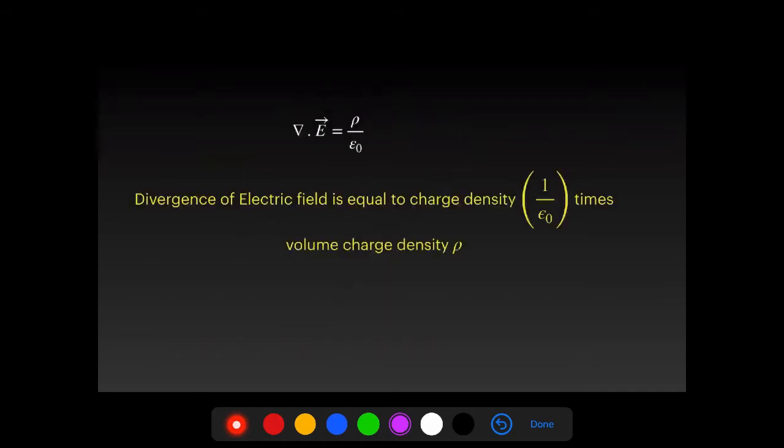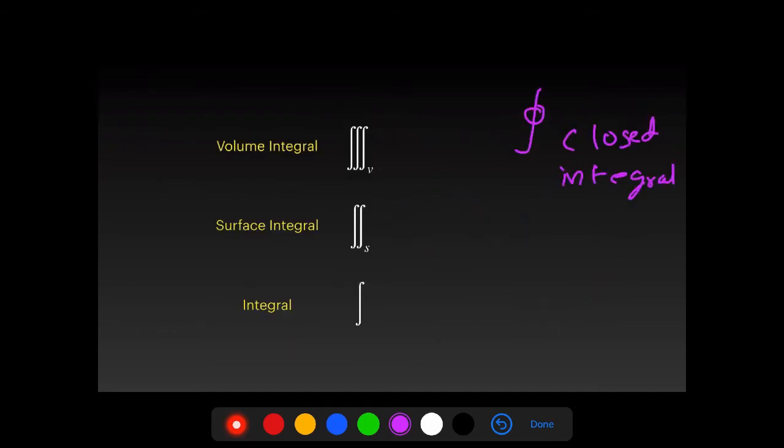Now del dot E bar equals rho by epsilon naught. So finally this is the differential form of Gauss law: divergence of E bar equals rho by epsilon naught. So finally we have derived this. This is one of the important questions for the exams, and the derivation is also very simple. So before, let's recap fast.